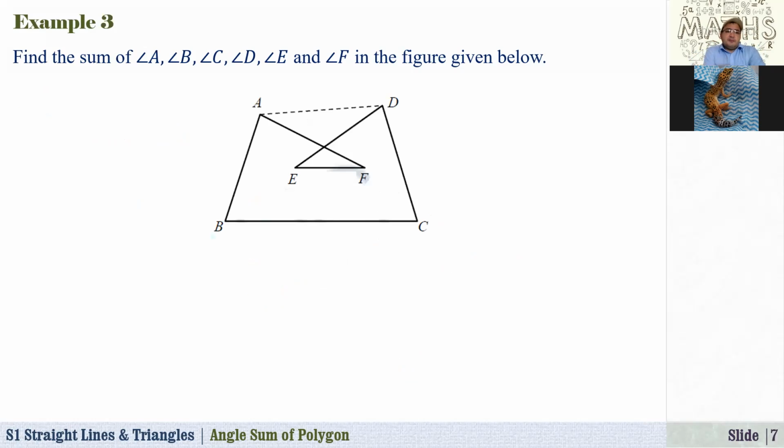All right, another example: find the sum of angle A, angle B, angle C, angle D, angle E and angle F. Here, if I connect A and D with this dashed line, what do we get? A, B, C, D is a quadrilateral, right? So we have to find the sum of these angles.